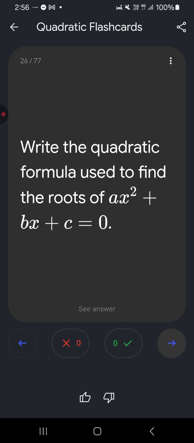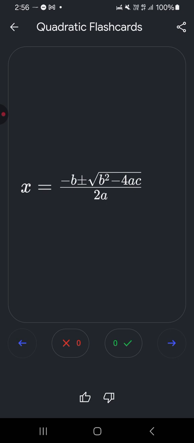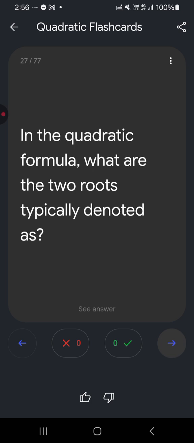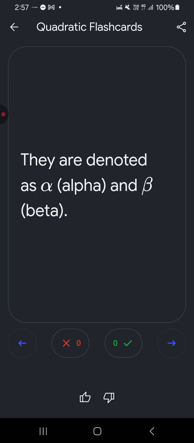Write the quadratic formula used to find the roots of ax square plus bx plus c is equal to 0. x is equal to minus b plus minus root of b square minus 4ac upon 2a. In the quadratic formula, what are the two roots typically denoted as? They are denoted as alpha and beta.